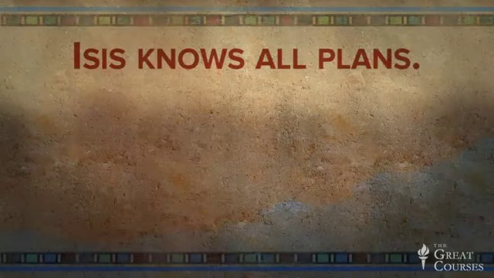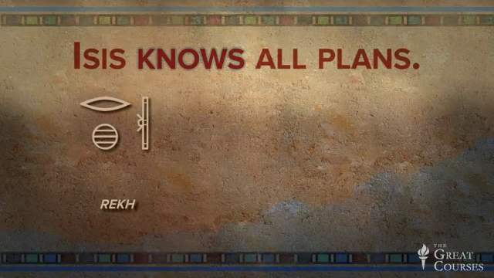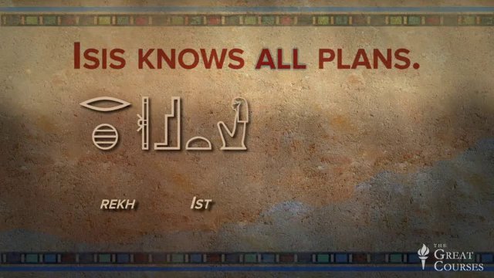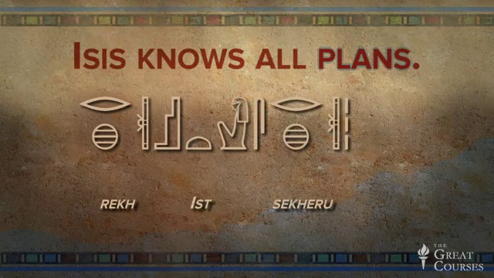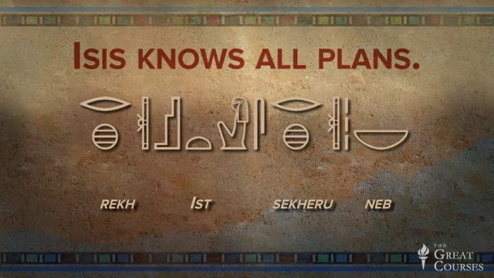Our next sentence is a short one. Isis knows all plans. The verb to know is rech. Now we add Isis. All is the word neb, but it follows the noun. So we write plans first. That's secher, and we have three strokes to indicate it's a plural. Now we can add the neb sign for all. This would have sounded something like rech ist secheru neb. Good.